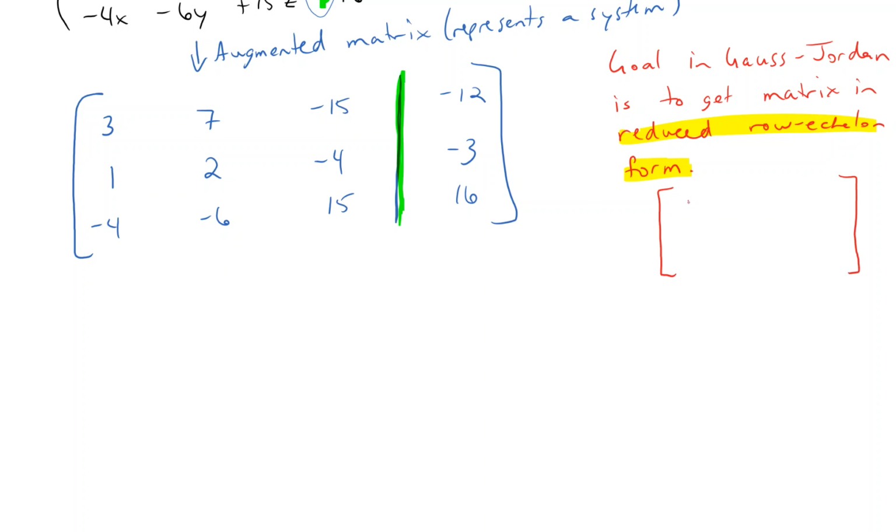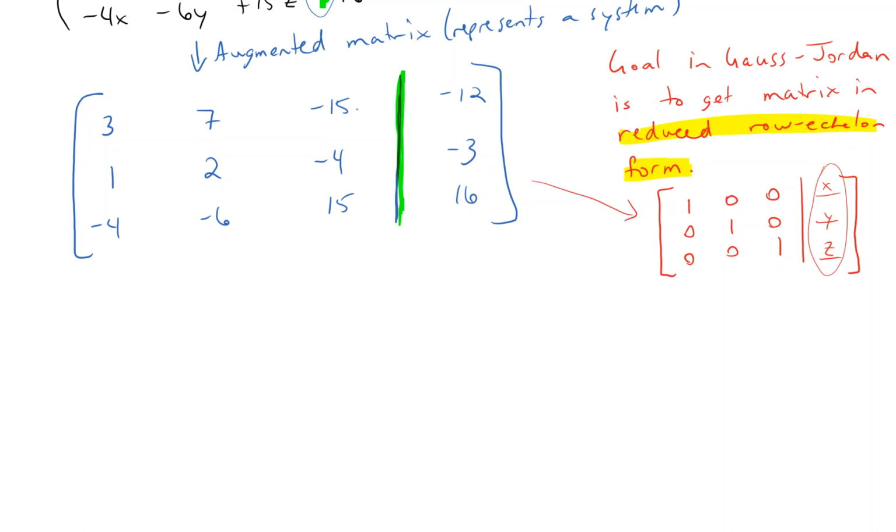Your first column is 1, 0, 0. Your second column is 0, 1, 0. Your third column is 0, 0, 1. And then you just end up with your x, y, and z. These are constants, by the way, that you get over here. So when you finish this, the numbers over here are the ordered triple that make up the solution to the system.